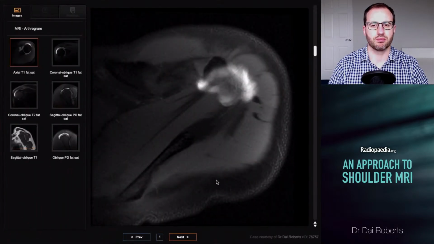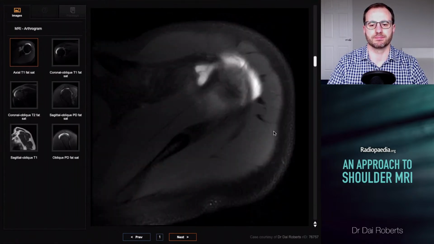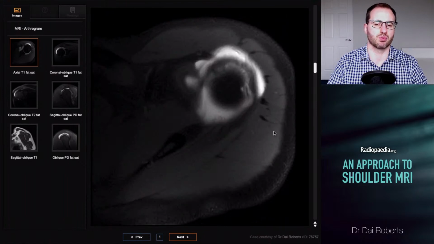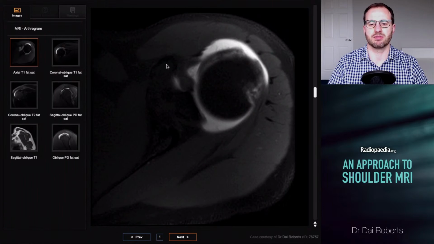How do we assess for a Hill-Sachs defect? Well, I like doing it on the axial sequences. We start at the supraspinatus tendon above the humeral head, and as we scroll, we see the humeral head, we count 1, 2, 3 slices, and it's usually at a similar level to the coracoid process, and you will see here an impaction fracture. So this person's got quite a big Hill-Sachs defect.